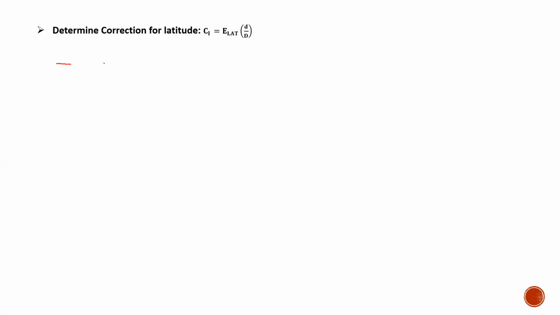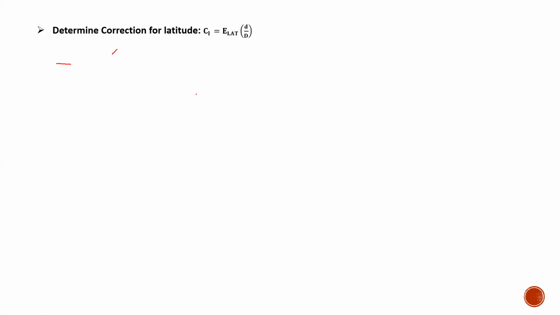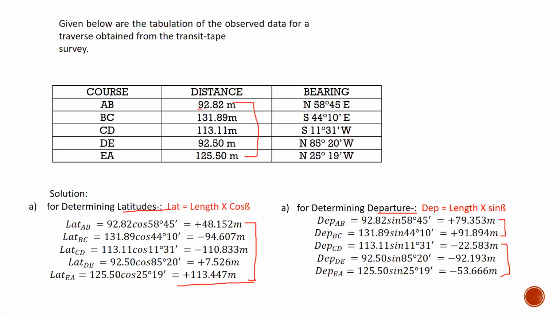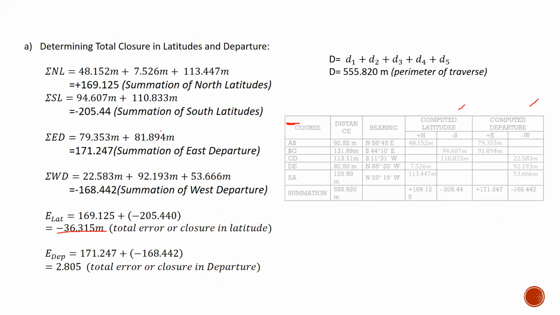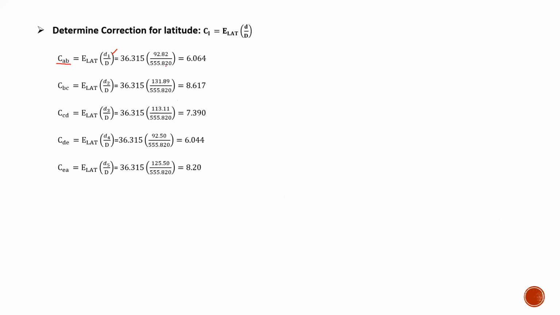So, E-latitude is equal to D1 all over D. Ano yung D1 natin? Kung babalikan natin sa problem natin, yung D1 natin is 92.82. So, we have here 92.82 all over D yung nakuha natin, 555.820. That is equal to 6.064. Tama po ba to? Nakukuha to?